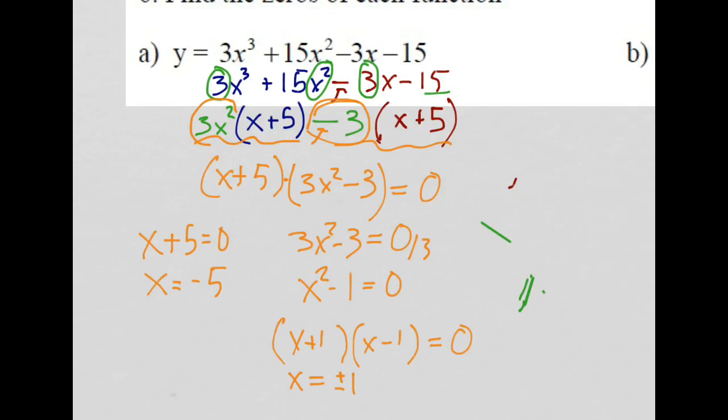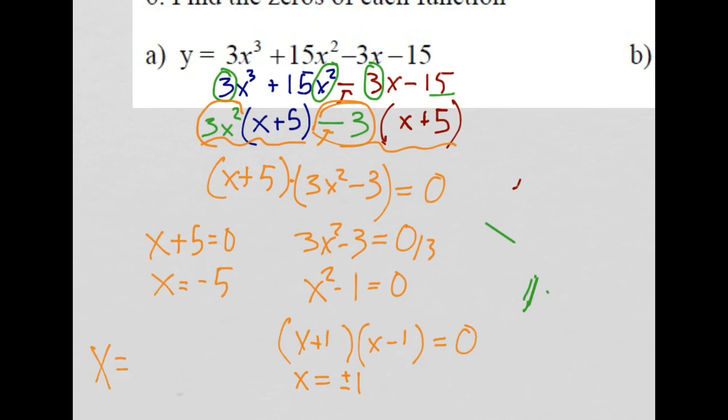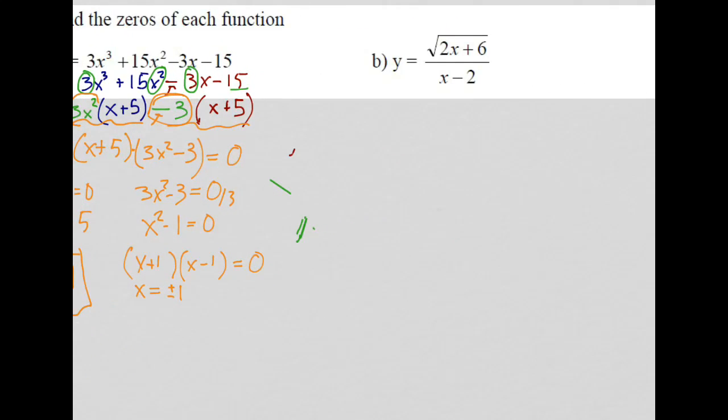So altogether, all three of these zeros are happening at negative 5 and plus or minus 1. And I think that's all I was supposed to do, is find the zeros. Yep, we did it. We're awesome.